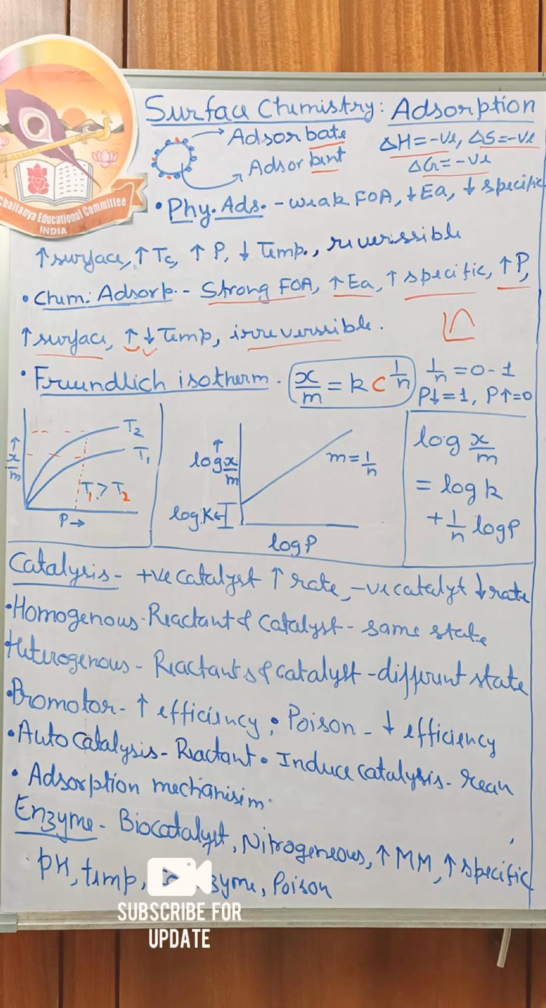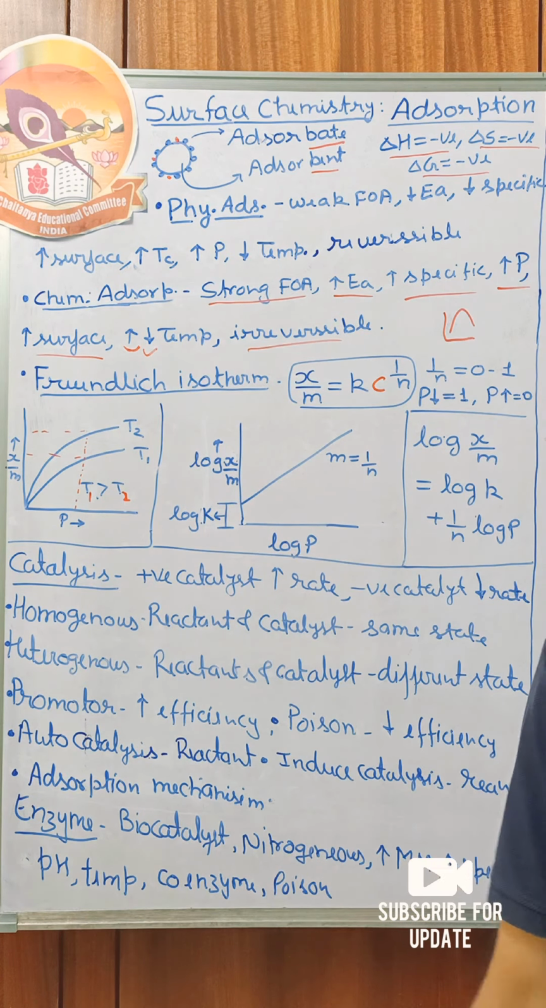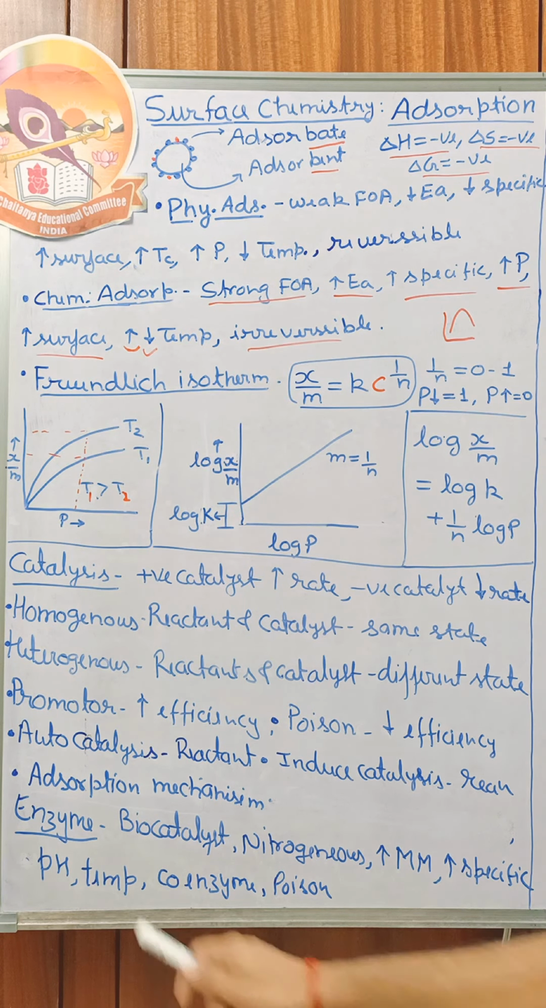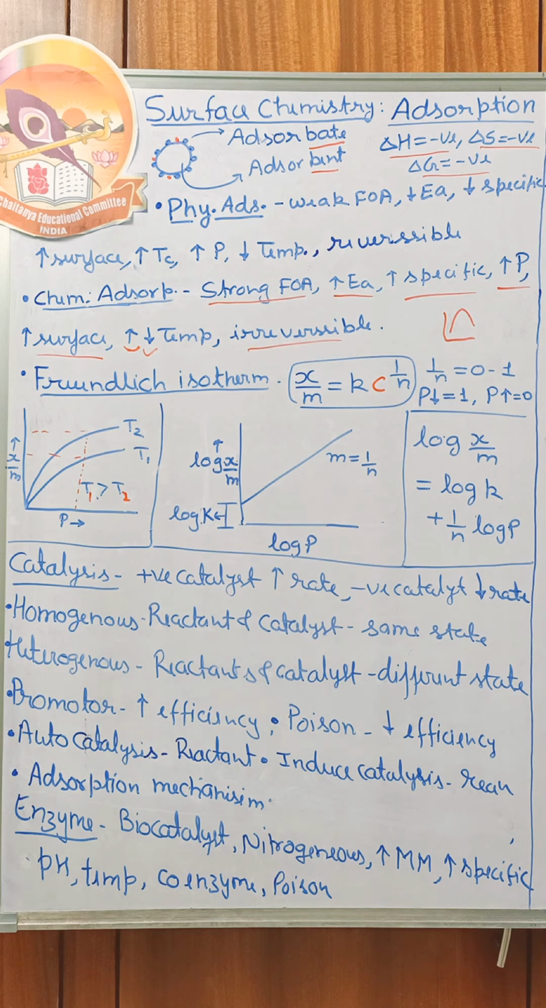They work best at their optimum pH. If pH is near 7.4, they work well. Temperature: they work very well at the optimum temperature. If temperature is too high or too low, they are ineffective. The optimum temperature is about 35 degrees centigrade. Coenzymes are the promoters; they increase the efficiency of the enzyme. Poisons are also there; they decrease the efficiency of the enzyme.